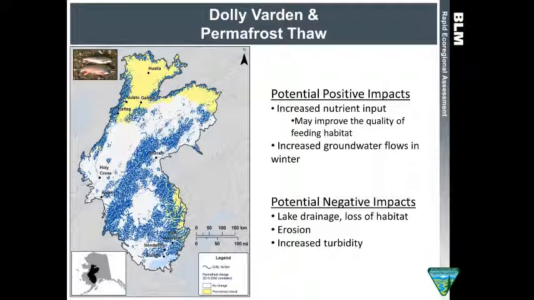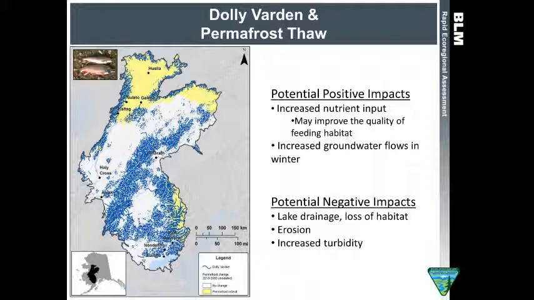And then some of the negative impacts that are anticipated include lake drainage or loss of habitat. And I talked a little bit about this yesterday with the loss of lake habitat for disconnected and connected lakes with permafrost thaw. And then also erosion or increased sedimentation and turbidity.